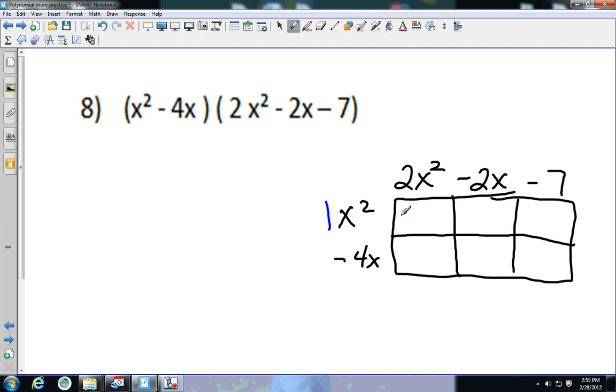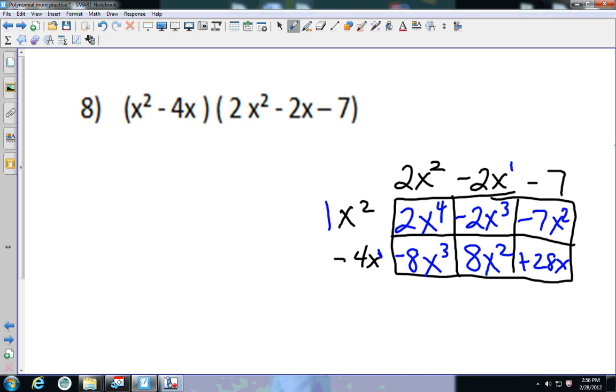1 times 2 is 2. Now, what do you do with the exponents? x squared times x squared is x to the 4th power because 2 plus 2 is 4. 1 times negative 2, negative 2. x squared times x, remember that's to the first power, is x to the 3rd power. Negative 7x squared. This one here, negative 4 times 2 is negative 8. x to the first power and x to the second power, x to the 3rd power. Negative 4 times negative 2 is positive 8x squared. Negative 4 times negative 7, positive 28x.